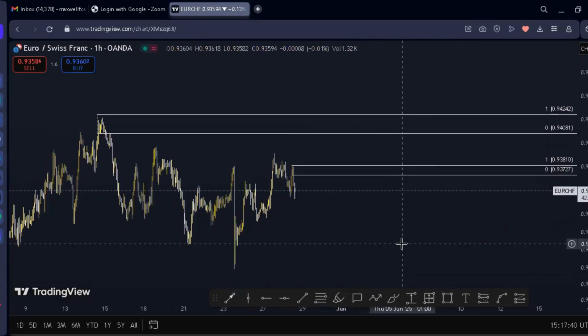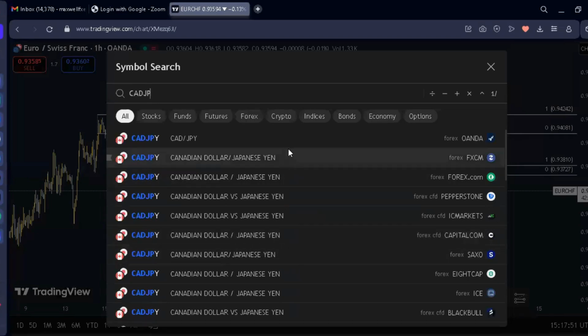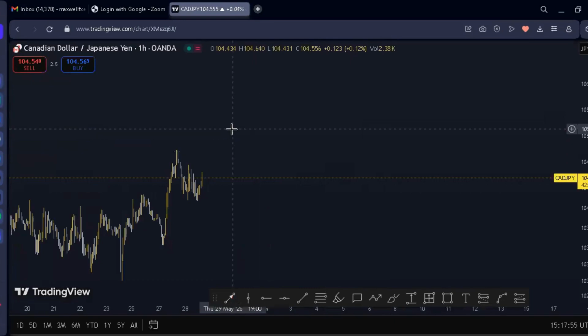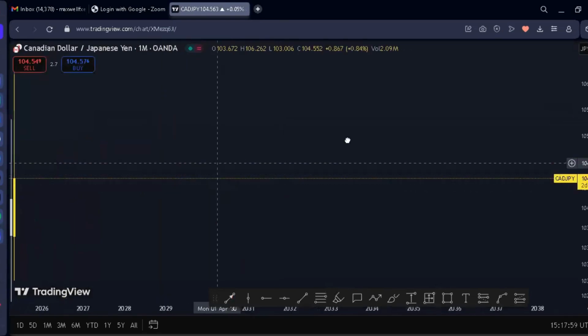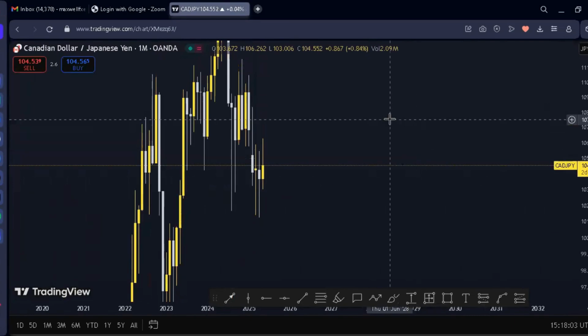Okay. What else did I have in mind? Was it CAD JPY, I think. Canadian dollar against the Japanese yen. Score on a monthly. I haven't looked at the news. It's just understanding what's happening on the chart.